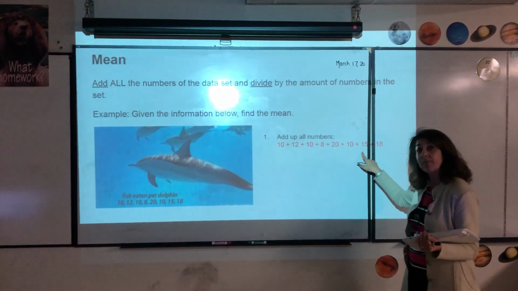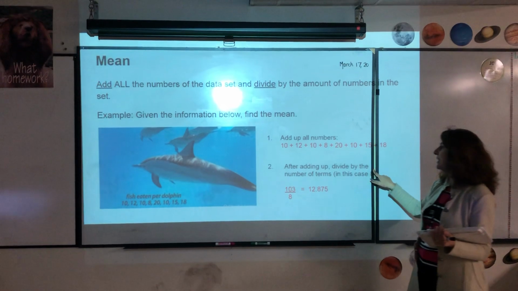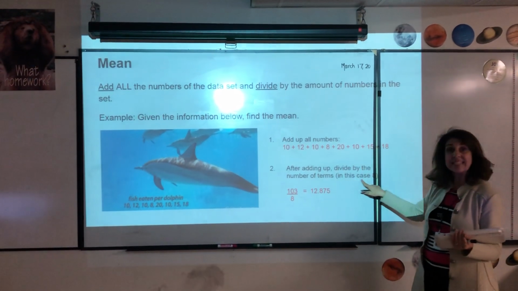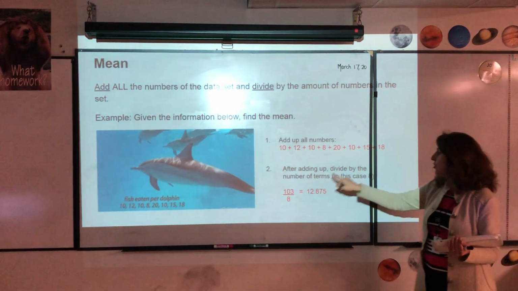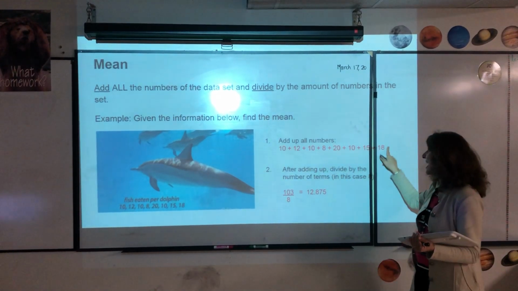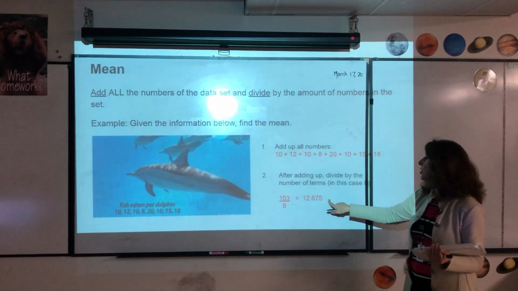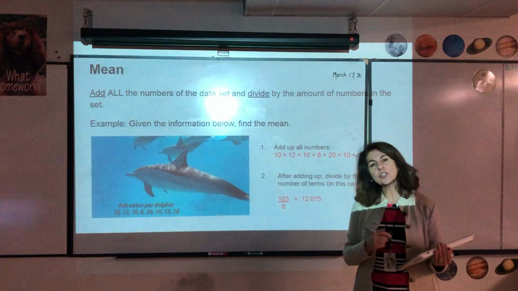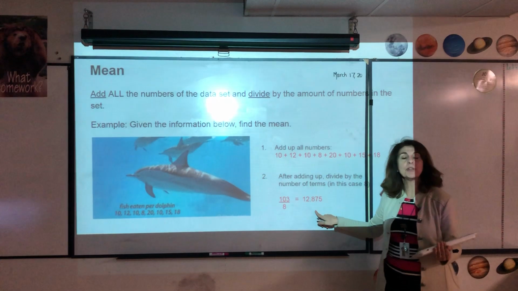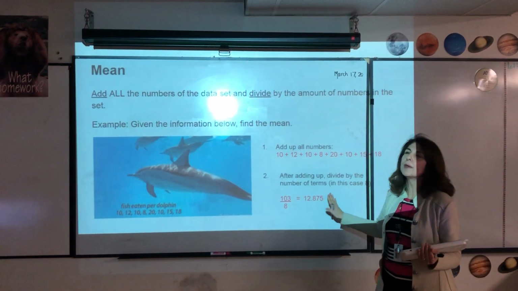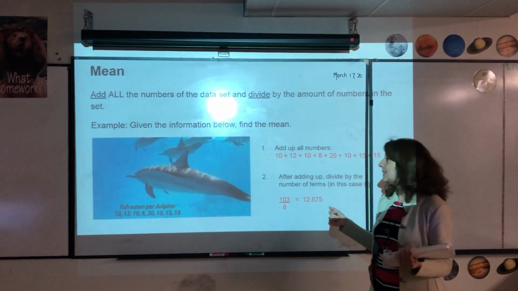We are going to add up all the numbers. The second step is, after we add them up, we divide by the number of items. In this case, we have 8 items: 1, 2, 3, 4, 5, 6, 7, and 8. So we get 103, which is the sum of all these numbers, and we divide it by 8. What we get here is 12.875. In your exercises, the problems that you're going to solve, they will tell you how many decimals you're going to work with. Usually 1 decimal or 2 at the most is enough. But in this case, I put all of them, so this is a terminating decimal.